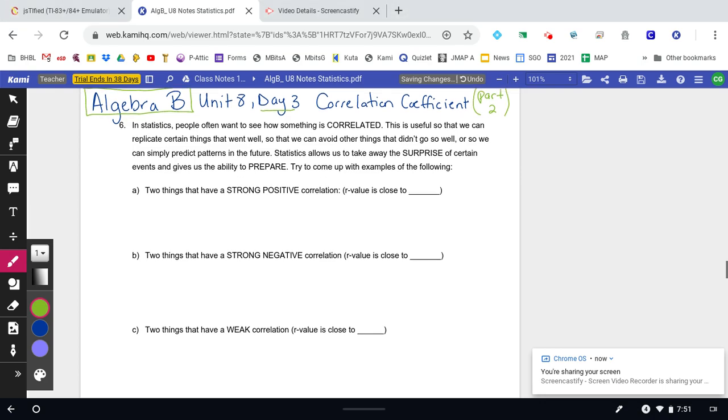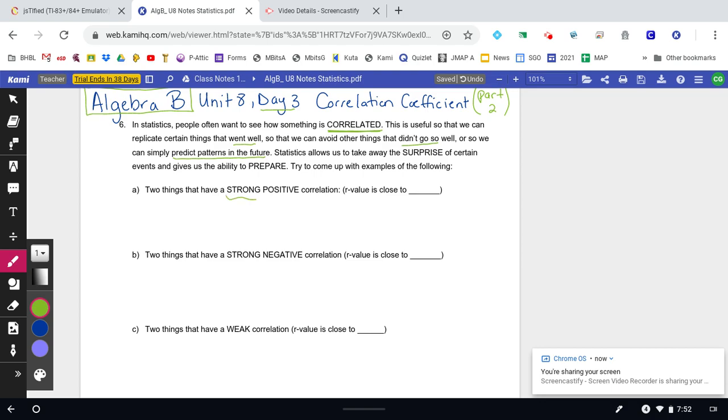All right, so in statistics, people often want to see how things are correlated, right? We want to know how things are connected, and it's useful. We can replicate things that go well or avoid things that didn't go well, or simply try to predict patterns in the future. So, what it does when we look at our patterns, right?